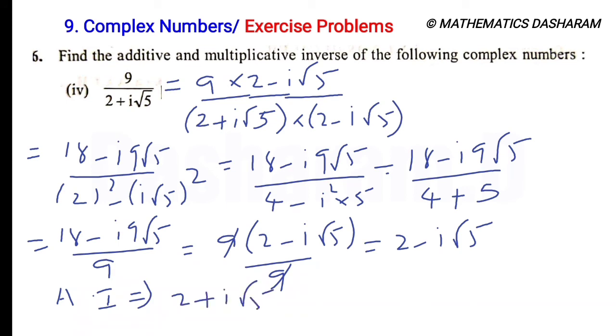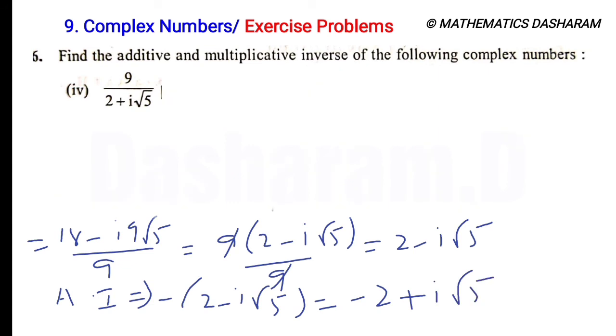So next, multiplicative inverse. Here we should apply the minus to 2 minus √5 i. So minus 2 plus √5 i is the additive inverse. Next, the multiplicative inverse equals 1 by (2 minus √5 i).